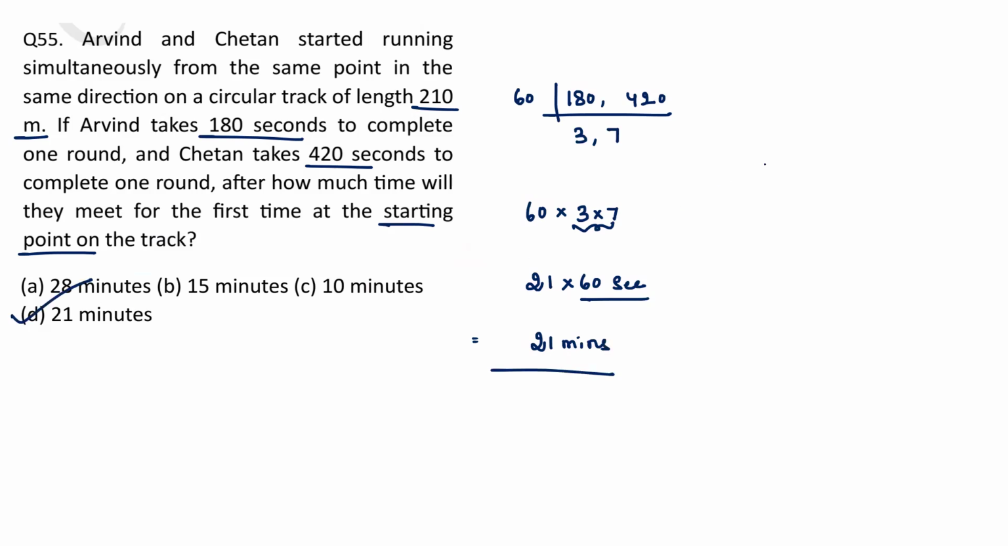So whenever you want them to meet at the starting point, it is always the LCM of time period 1 and time period 2. What is T1 and T2? T1 is the time taken for the first person to complete one round. T2 is the time taken for the second person to complete one round.